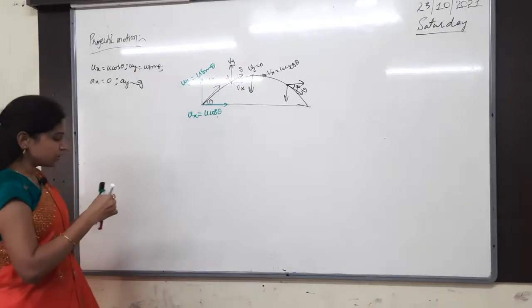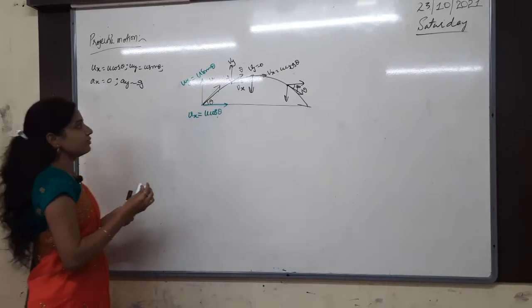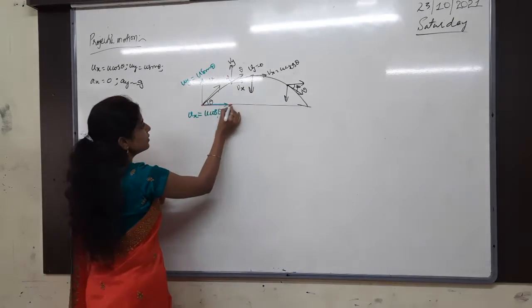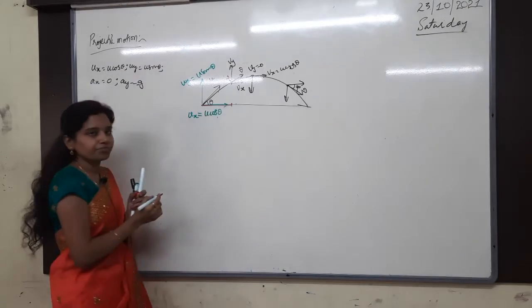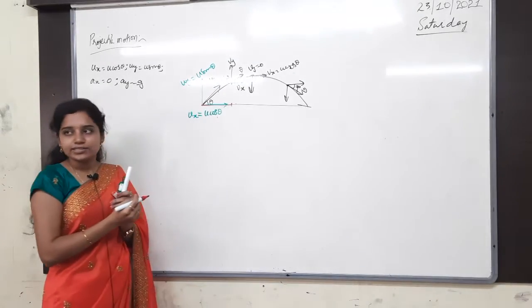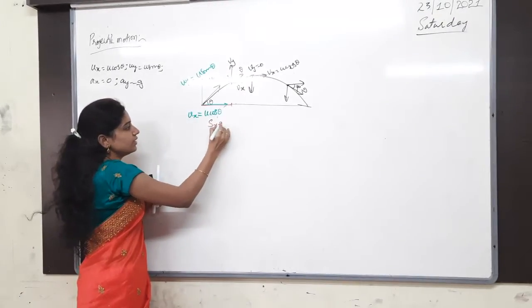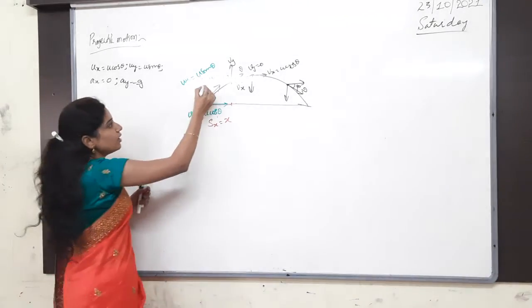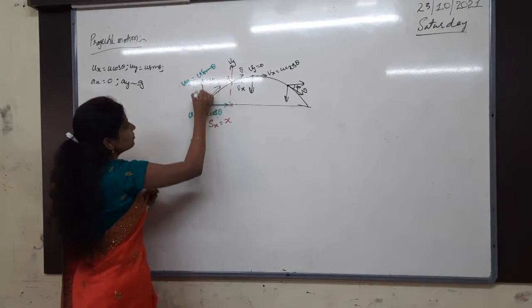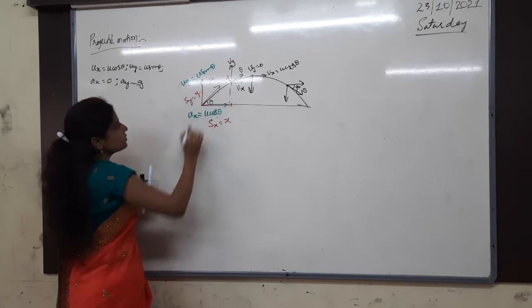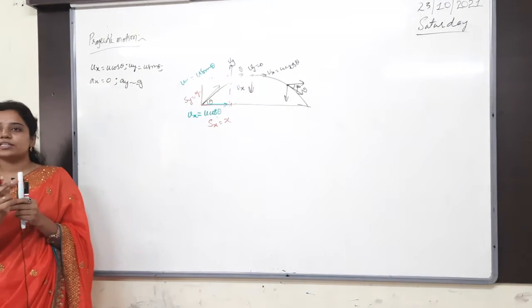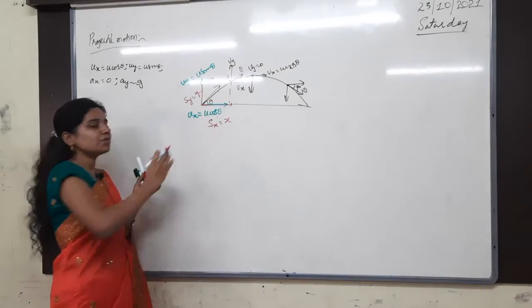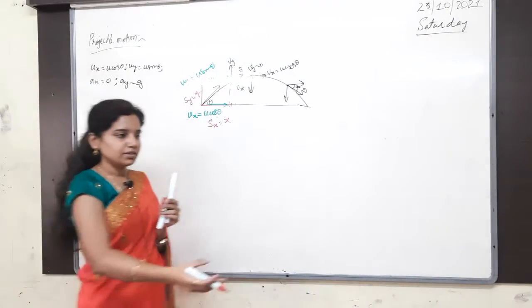ax is equal to how much? 0. ay is equal to minus g. And then at time t, what is the horizontal displacement? We have discussed already in the last class. From here to here, what is the horizontal displacement? Displacement along the x-axis, what is that? Sx. Sx is equal to X. Along the y-axis, what is the vertical displacement? Sy, that is equal to Y. Along the x-axis, the displacement at time t is nothing but how much displacement travelled in time t.